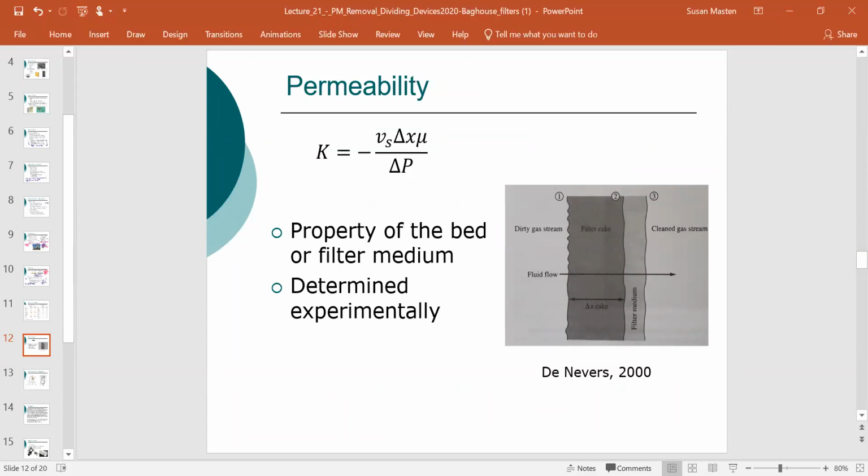It is a function of the filter media. It also changes over time. So as this filter cake, and you can see it here, as this filter cake builds up, your permeability decreases. It's a function of the thickness, and that thickness is going to change over time. And it's a function of the head loss, so the pressure drop across this filter.